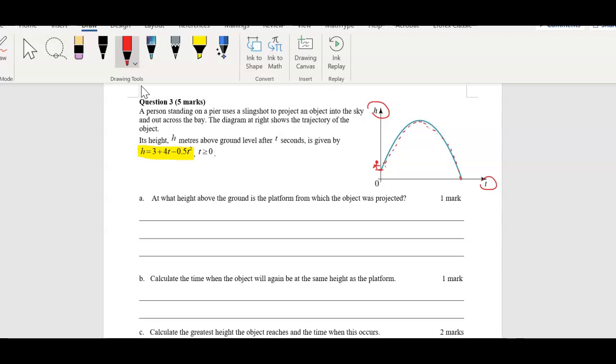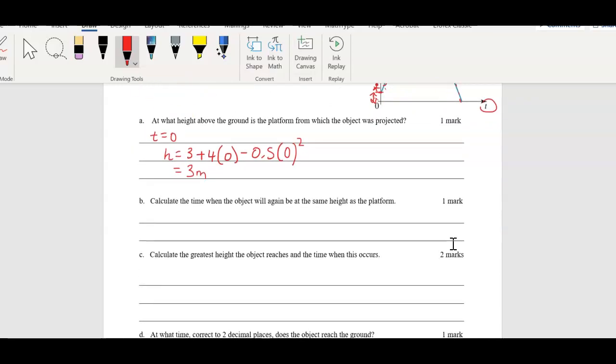Question A: at what height above the ground is the platform from which the object was projected? So this is this height here. That is when t is equal to 0. So all you need to do is substitute 0 into your calculator. Actually, it's not that hard. I don't even need to do this on my calculator, I just realized. Because when it's in expanded form, and only when your quadratic is in expanded form, your y-intercept is 3, so it's going to be 3. So 3 meters. It wouldn't be 3 centimeters, okay.